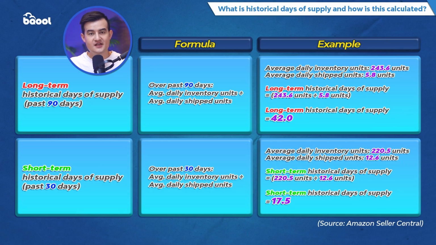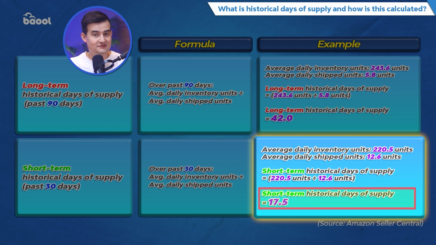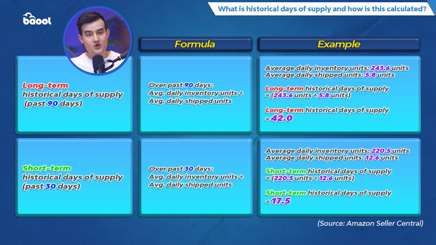Then if your average daily inventory for the last 30 days is 220.5 units and your daily ship units is 12.6 units, your short-term historic days of supply is 17.5. Because we take the larger of these two, your long-term historic days of supply is above 28, and your listings will not incur the low inventory fee.